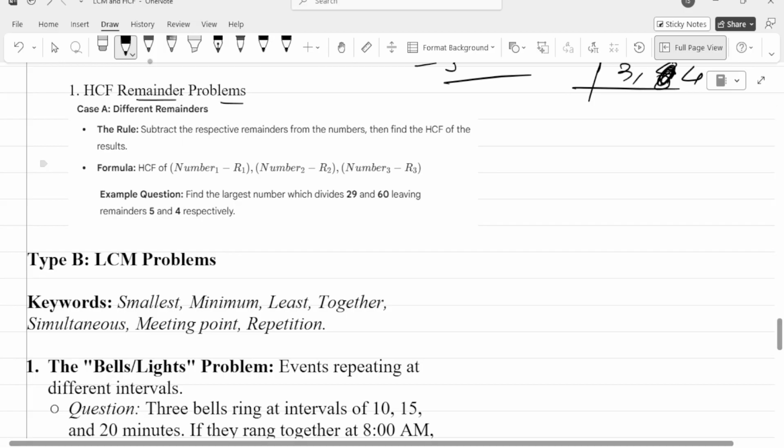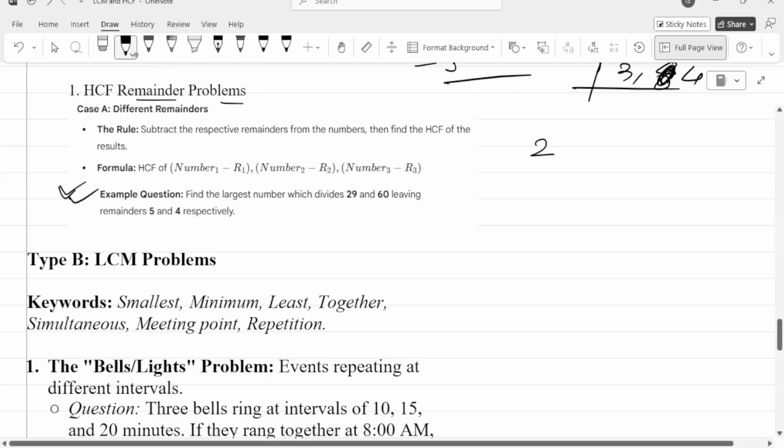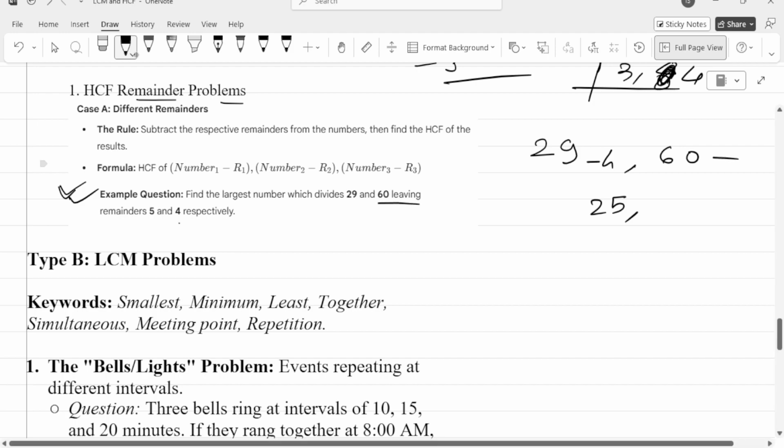HCF remainder problems are very important, especially in competitive exams and Olympiads. You should definitely look at this example. Find the largest number which divides 29 and 60, leaving remainders 5 and 4. What was the first remainder? 5. 29 minus 5, what do we get? 24. Okay, and the second, 60 leaves 4 respectively. So again we subtract 4. 60 minus 4 is 56.